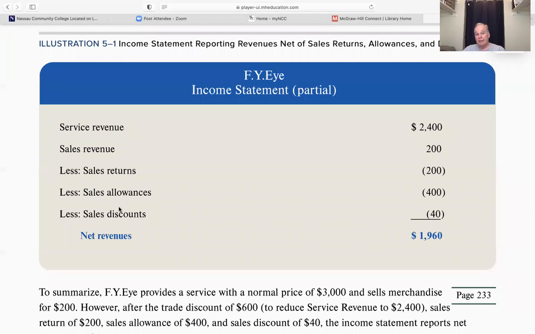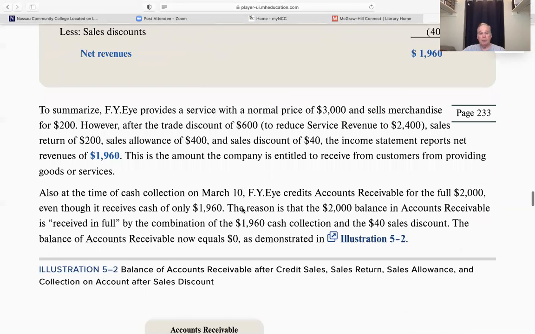Less, subtract. The glasses were returned. There's the 200. Sales allowance, 400. Remember, the customer wasn't happy with the surgery. Sales discount, that's the $40 the customer saved by paying within 10 days. So what's the net revenue? $1,960, right? And that's what would go on the income statement. Again, that's only one transaction, but you get an idea of what that would look like on the income statement.